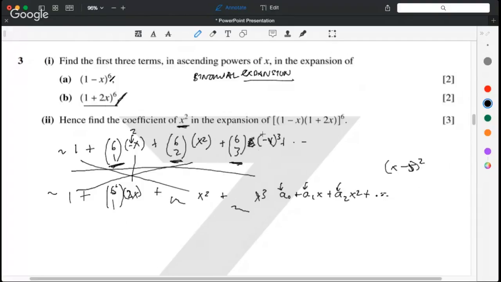The x cubed won't enter into this at all, because that'll always be x cubed or above, always a higher order of x. So you just want the x squared ones. And that's it.